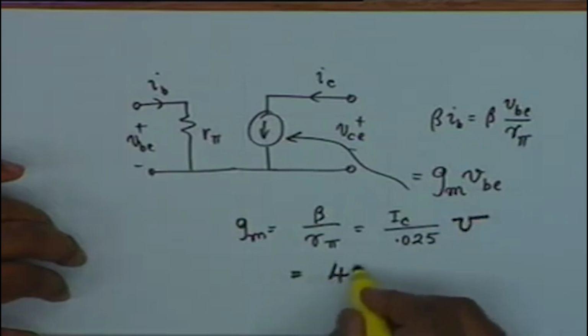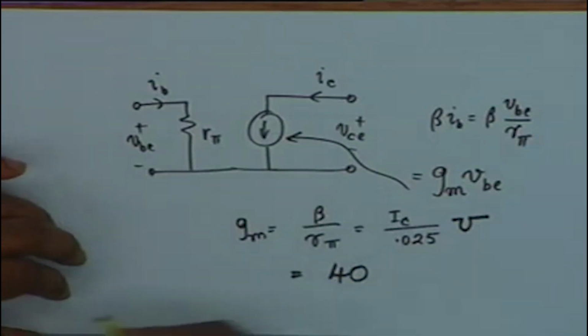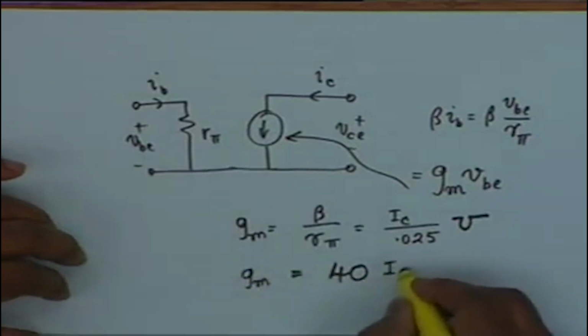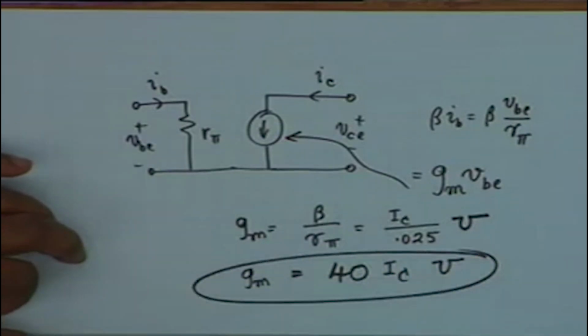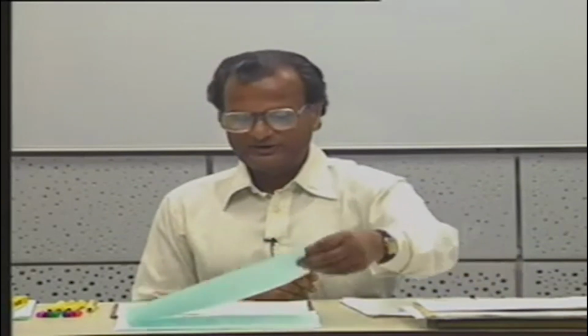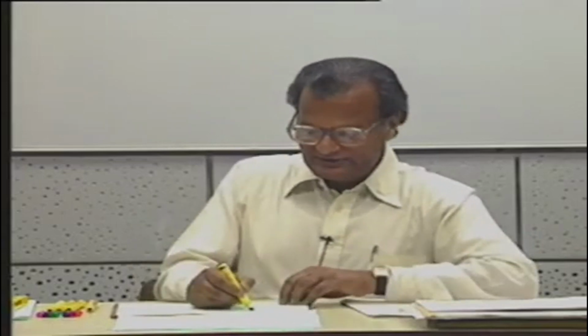1 by 0.025 is exactly 40, and therefore this is an extremely nice relation, 40 times I sub C mho, and this is what is used in practice rather than R pi, rather than beta. It is convenient to use GM because it is very easy to calculate GM. It is very easy to remember that GM is simply 40 times I sub C. For example, if I sub C is 2 milliamperes, then GM would be 0.8 mho. Is that okay? 0.8 mho. 80? No, it is 0.08 mho. All right.